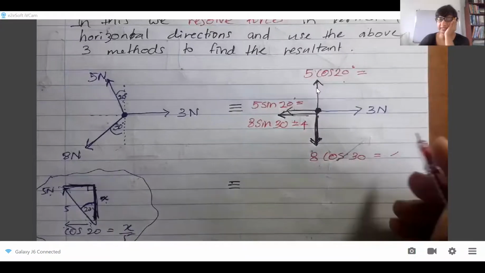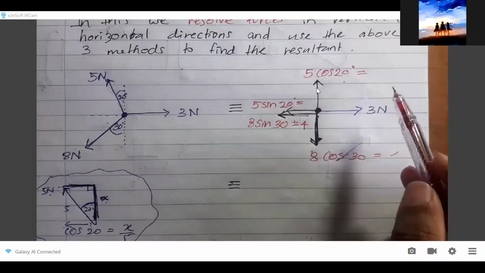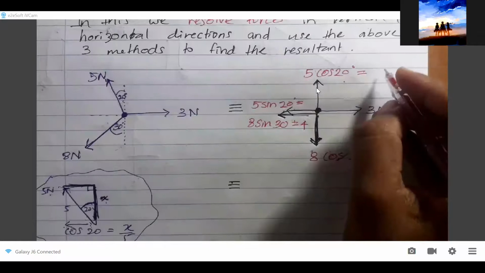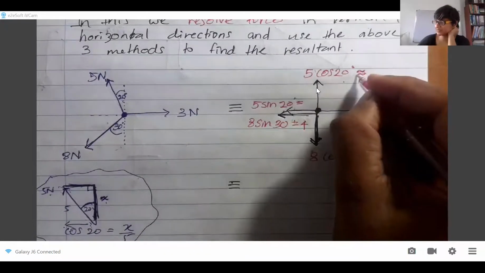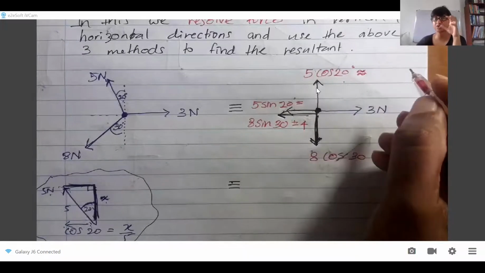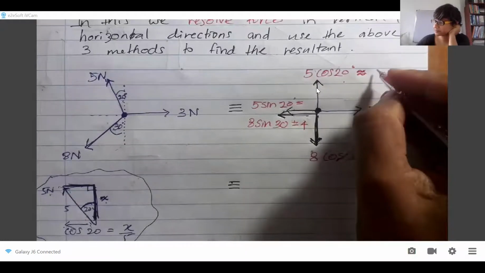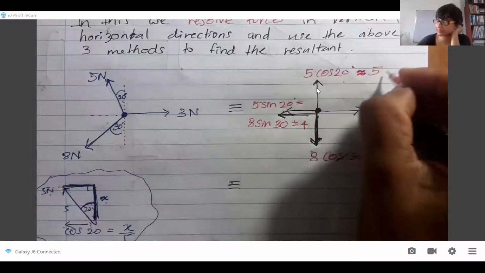What is 5 cos 20? Give me to the nearest whole number. I'll put approximately equal, because I'm not paying attention to the numbers here. Just understand the concept. So that's why I'm avoiding it. How much is that? Okay, approximate. Now it's 5 point something.